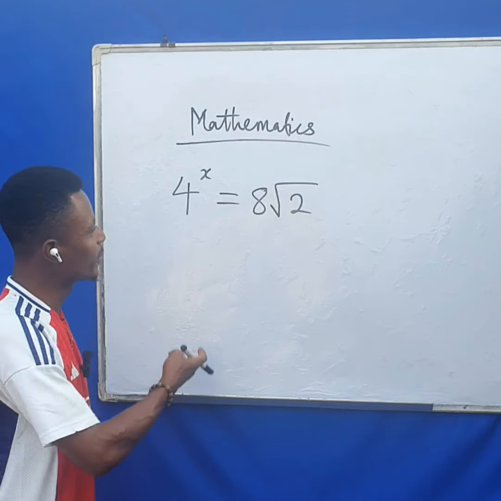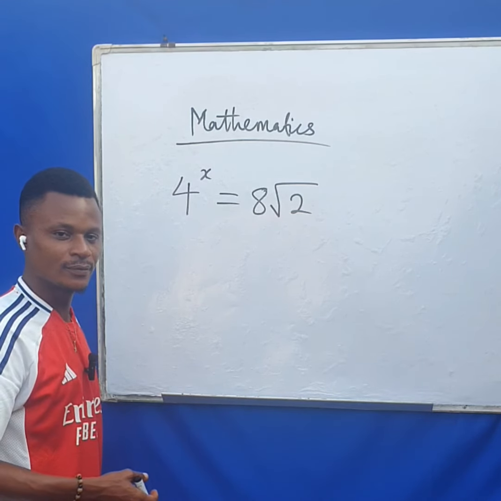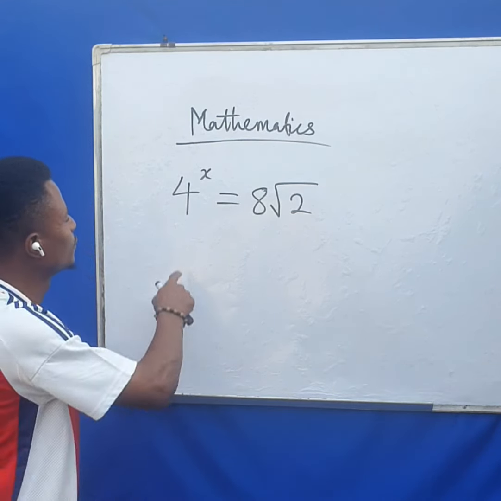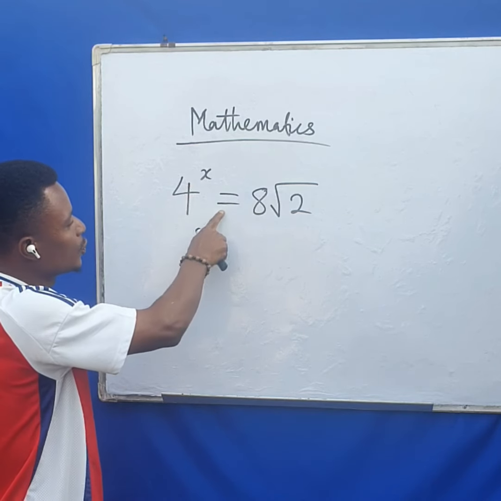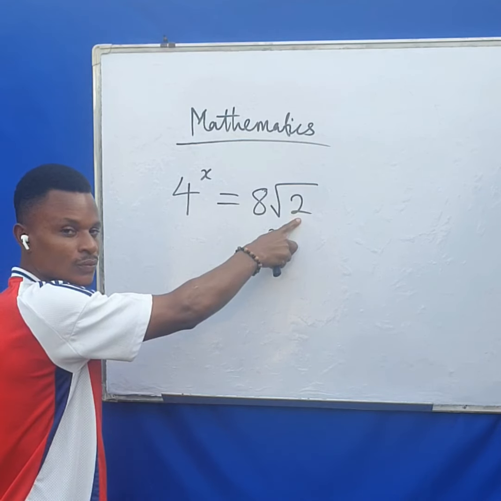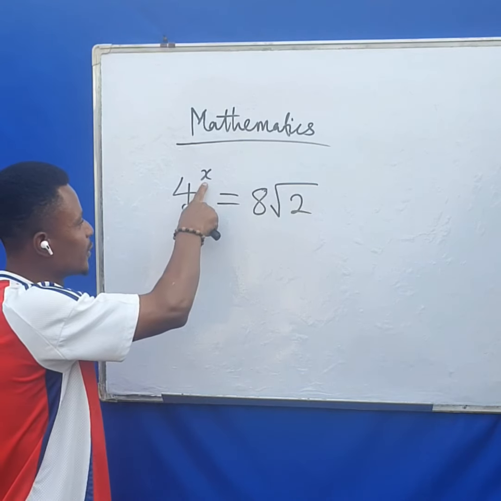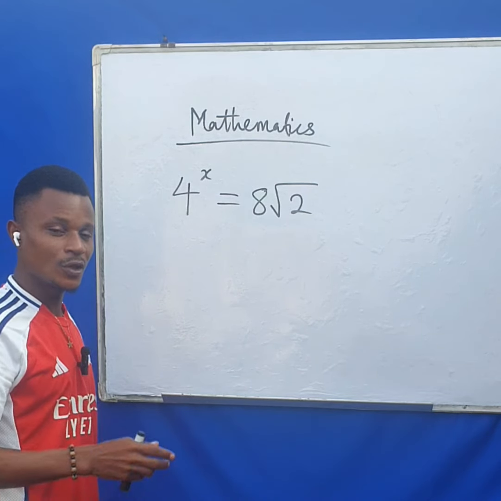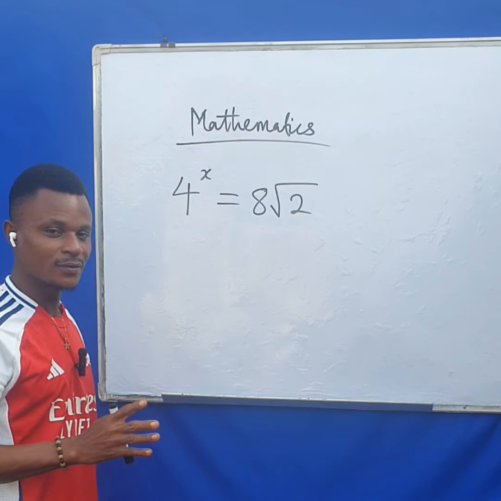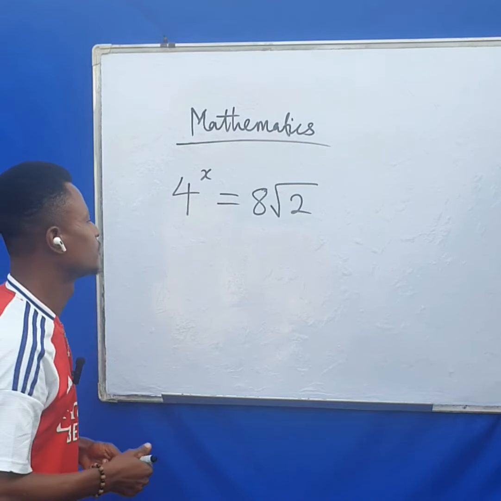Let me show you how to solve this kind of math question on the board. We are given 4 raised to the power of x equal to 8 root 2, and we are expected to find the value of this x. If you want to solve this question correctly, this is what you need to do.